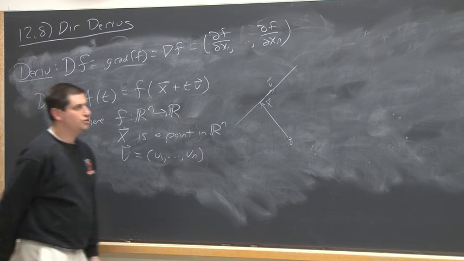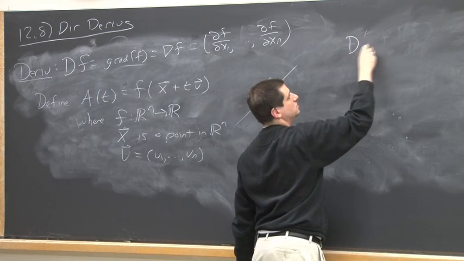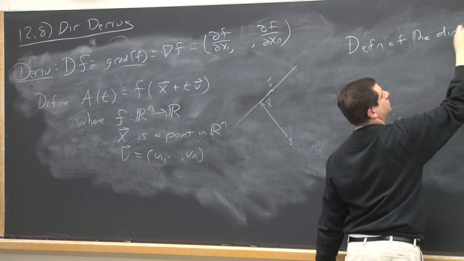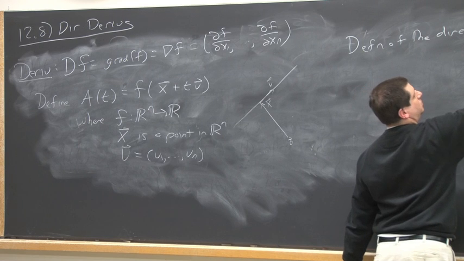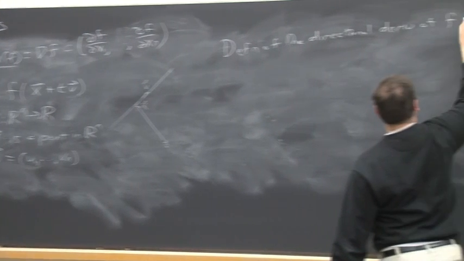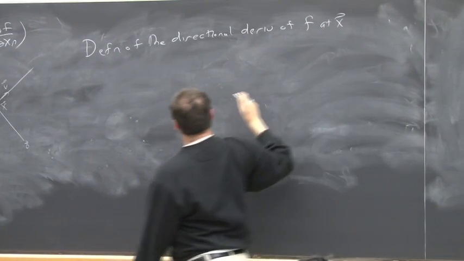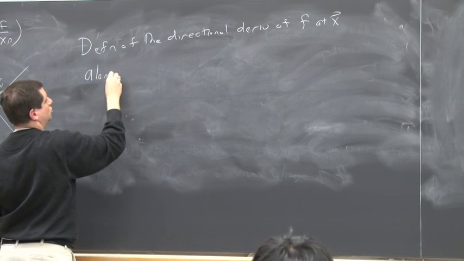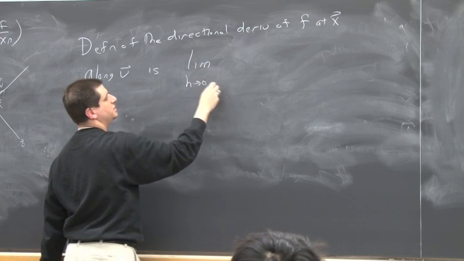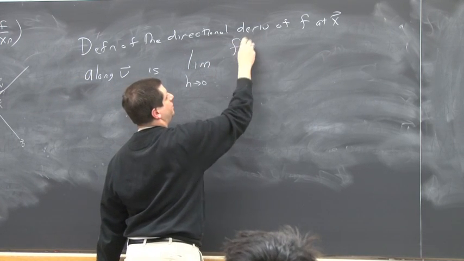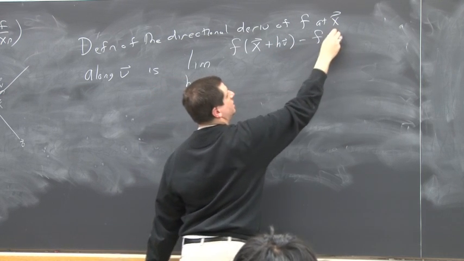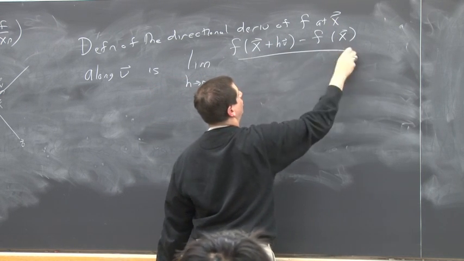Okay? So the definition of the directional derivative of f at x along v is the limit as h goes to 0 of f(x + hv) minus f(x), all over h.